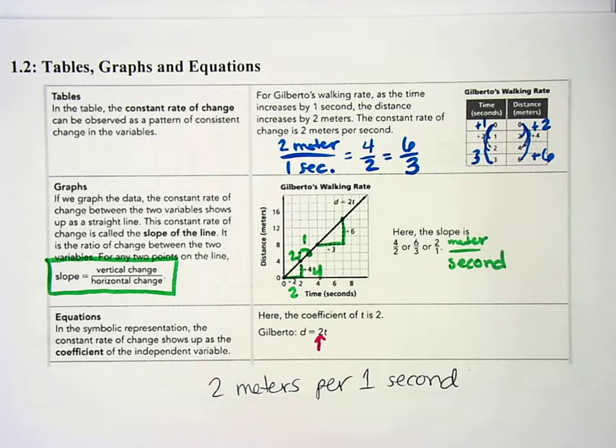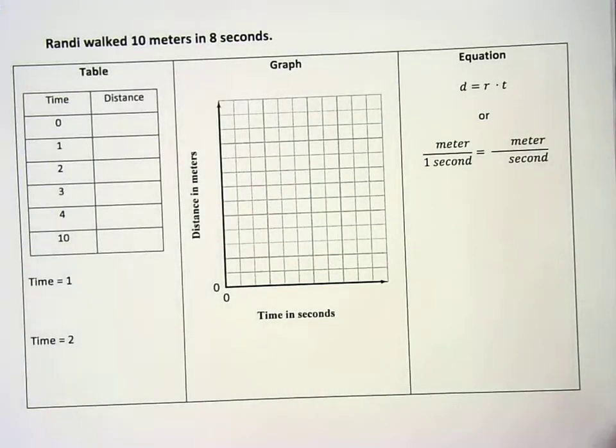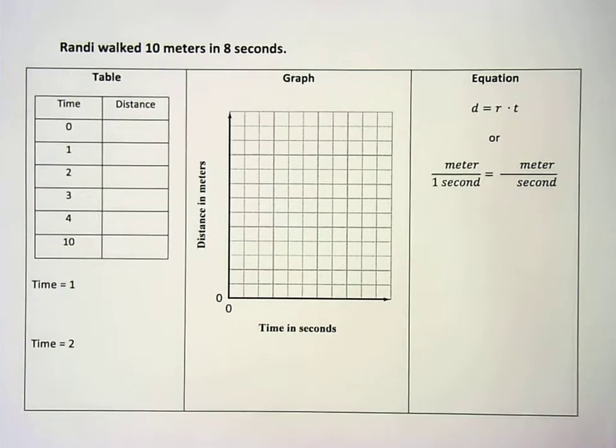Okay. All right, I have another example we're going to look through. Go ahead and set your notes here to this side. We're going to try an example together. This next one, though, you do not have to write down. I just want you to go ahead and watch. Okay. All right, so Randy walked 10 meters in 8 seconds. So let's try an example together.